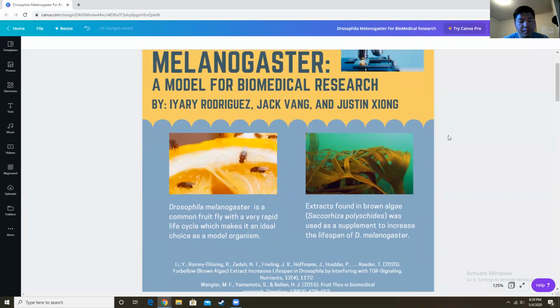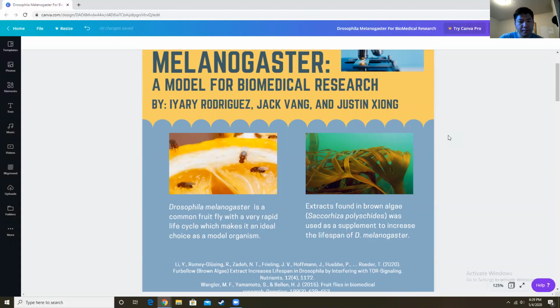Drosophila melanogaster is a common fruit fly with a very rapid life cycle, which makes it an ideal choice as a model organism. The fruit flies are easy to maintain and keep alive and are very susceptible to various tests performed in biomedical research.